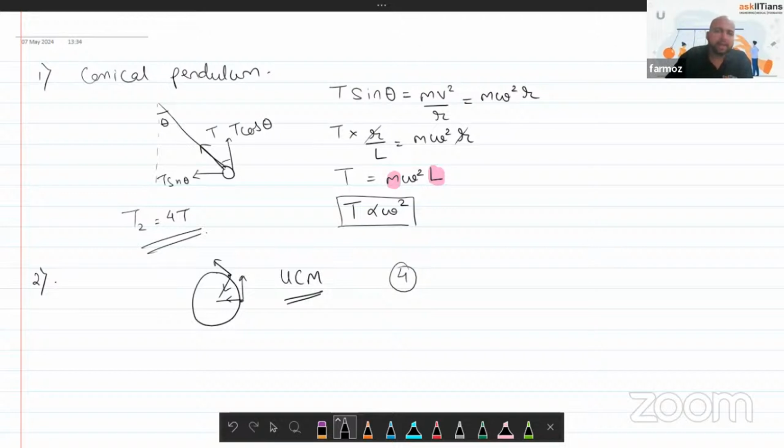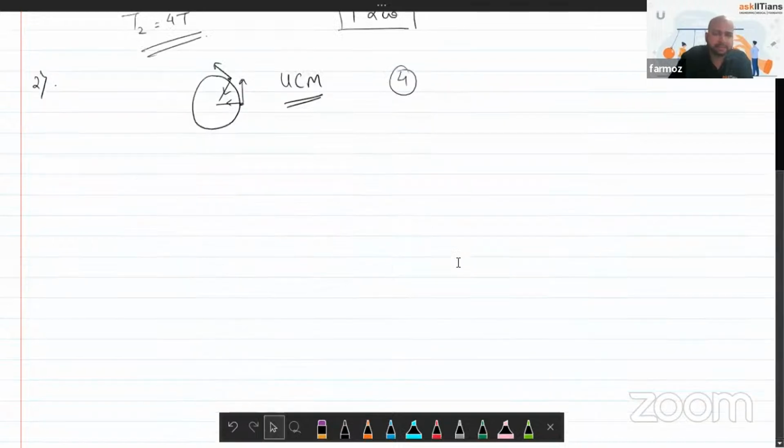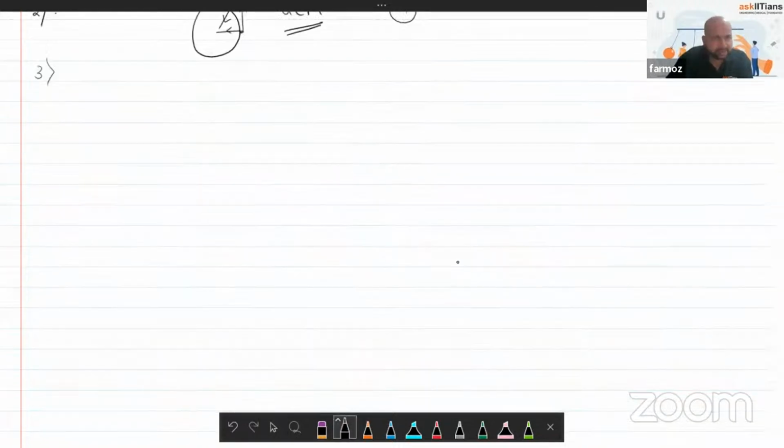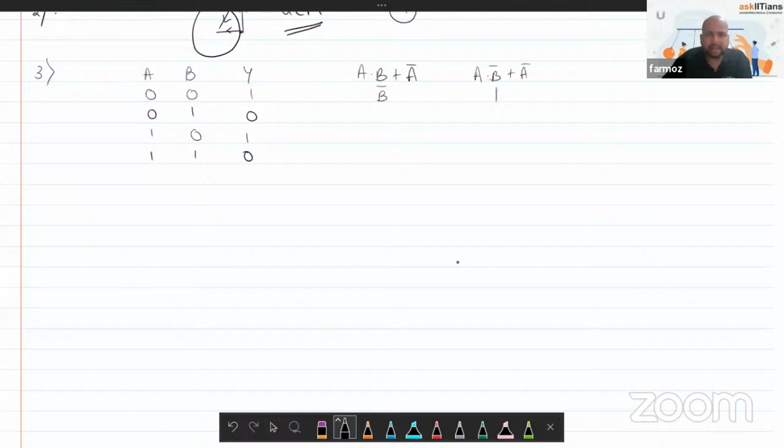Now comes the next question, which is from logic gates. In this particular question, this is A, this is B, this is Y. So A is 0, 0, 1, 1. B is 0, 1, 0, 1. And Y is 1, 0, 1, 0. The options are A dot B plus A bar, or A dot B bar plus A bar, or the third option is B bar, and the fourth option is B. So these are your four options.